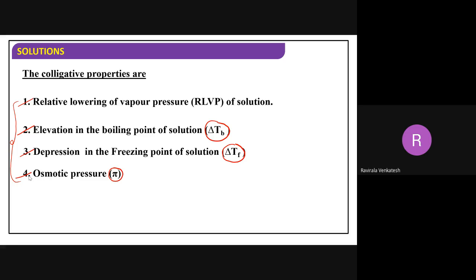Now, is boiling point called a colligative property, beta? Anybody? Is boiling point called a colligative property? No.